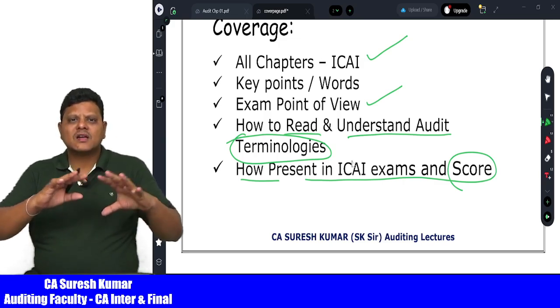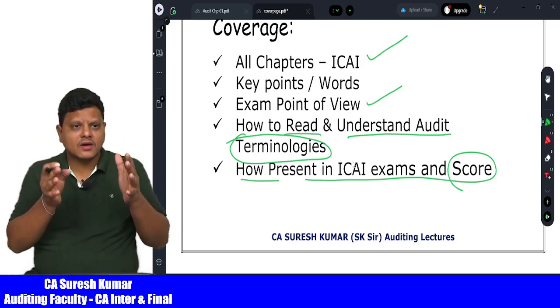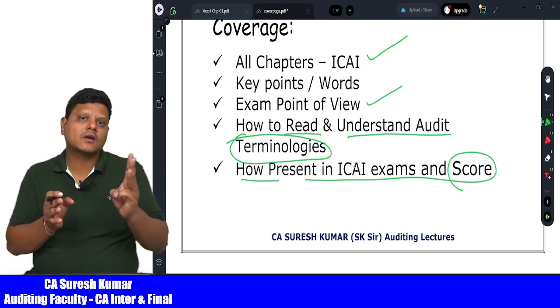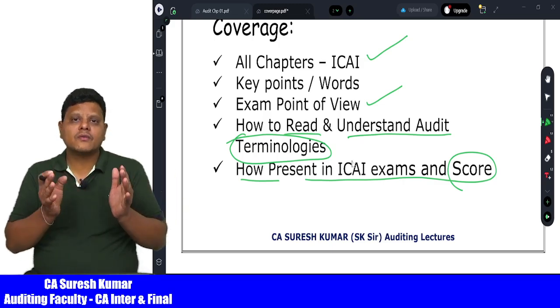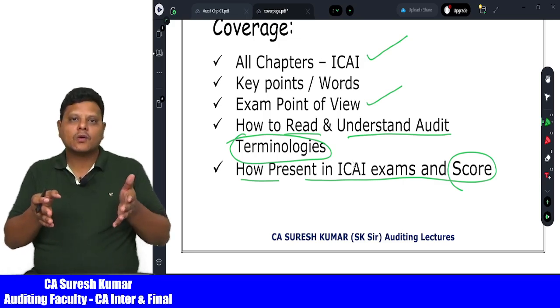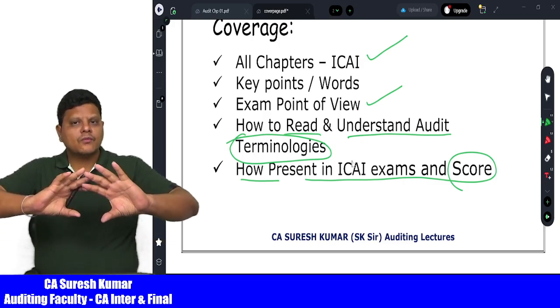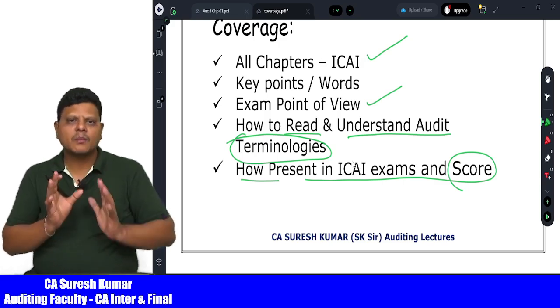It doesn't matter how many hours you prepare for the examination, how many hours you sit and study. It's just a matter of 3 hours in the auditing paper. In those 3 hours you have to make sure that whatever you have prepared, you present in the paper and showcase in the paper. The way you give the picture to the paper evaluator is the most important thing.